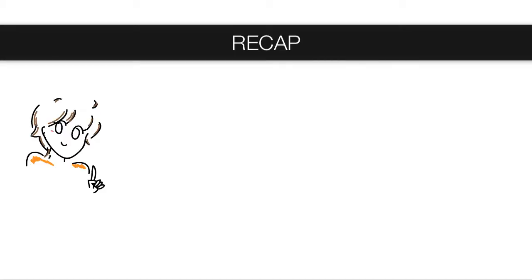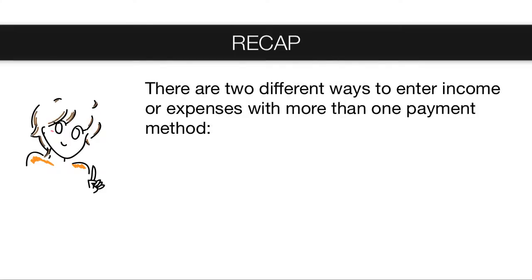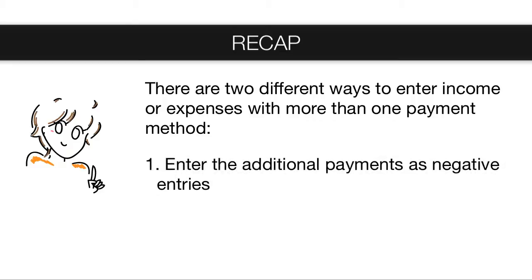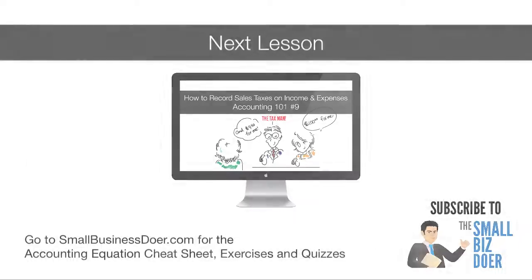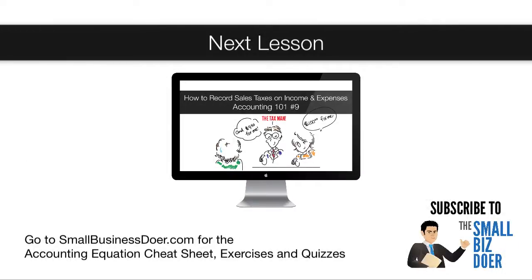Here's a recap of what we just learned. So now you know there's 2 different ways you can enter income or expenses that have more than one payment method. 1, you can enter the additional payments as negative entries. Or 2, you can enter an unpaid invoice or bill first, and then enter a payment for each payment method. The end result is the same. So pick your poison. In the next lesson, we'll learn how to record sales taxes on income and expenses.